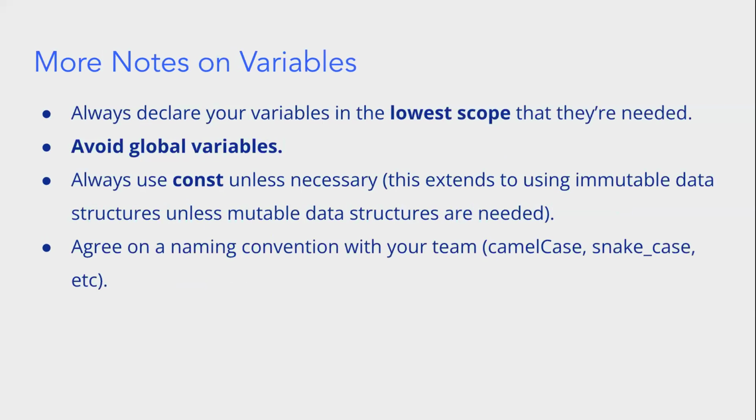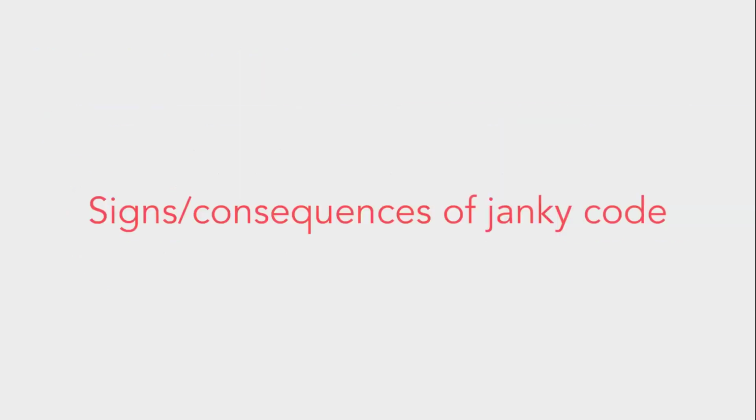And you always want to make sure to declare your variables in the lowest scope they're needed and avoid global variables completely. This is because you might end up modifying your variables somewhere else and it gets really confusing, and later on you come back and realize it's not working at all. And you always want to use const unless necessary, meaning when you have to change something, because when you keep something constant, you know it won't change and you're able to avoid a lot of bugs. And you also want to agree on a naming convention with your team, just so everything looks consistent.